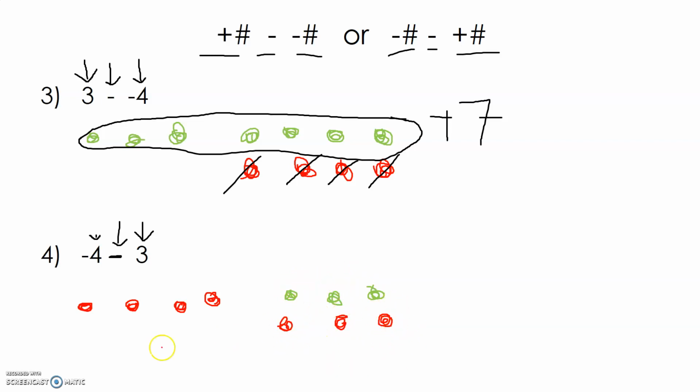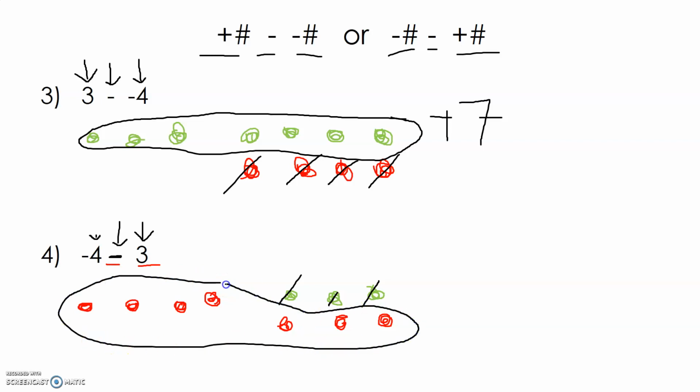these together equal 0. But now I can actually take away positive 3. So when I take away these 3 green counters, I'm left with a total of 4 red ones and 3 red ones, which is negative 7 counters in total. Okay?